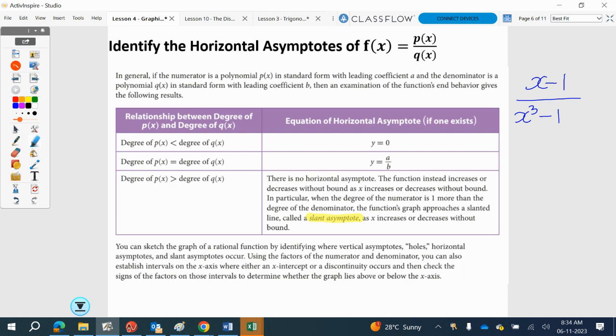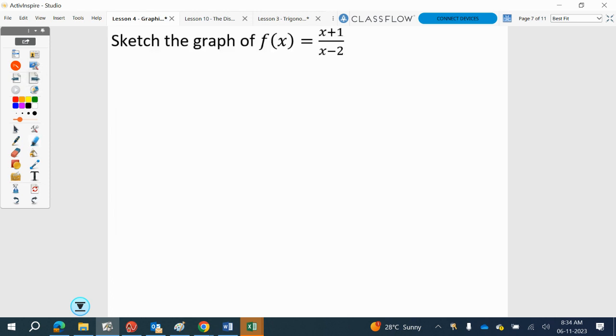We shall have a look at one shortly. So the first two are easy. This one's a little bit trickier, but we can get there. Let's do some now. Sketch the following graph. What is the vertical asymptote?